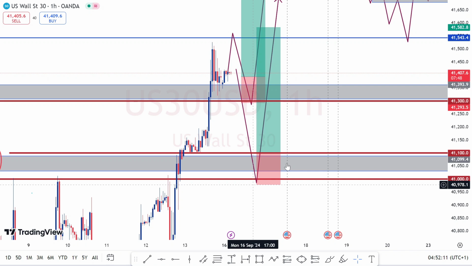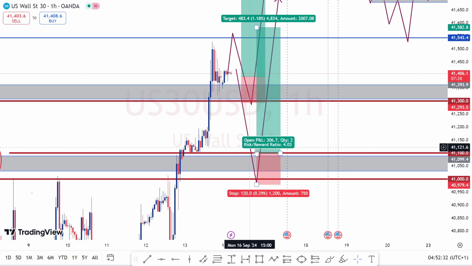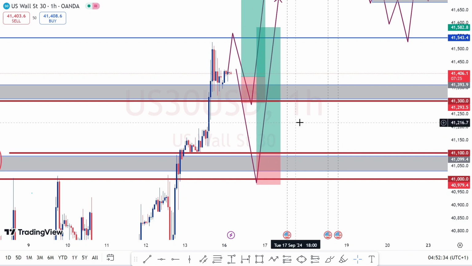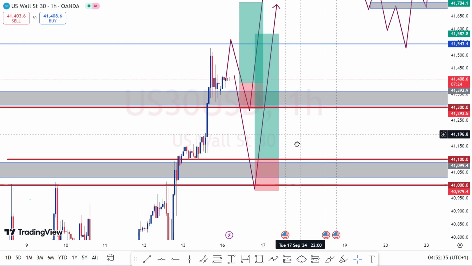Now remember, it's not mandatory for it to get to this 41,000 before you look to take any entry. Price might get to 41,100 and give us a reaction. You understand? Give us a candlestick pattern and formation to go long. So that's what we are looking out to do here on US30. When price gets to these key zones and psychological zones, what are we waiting for?